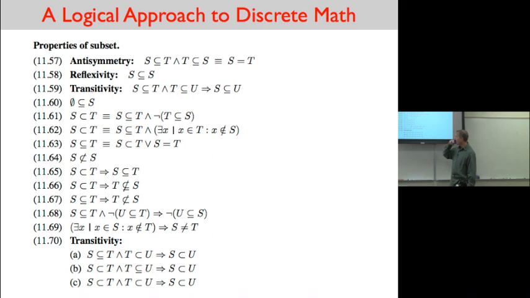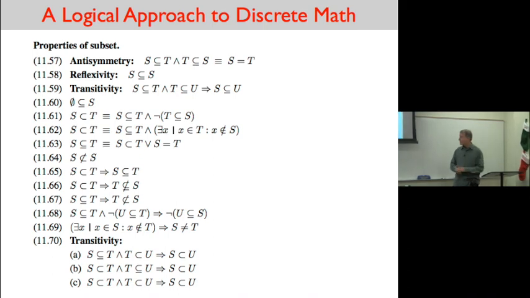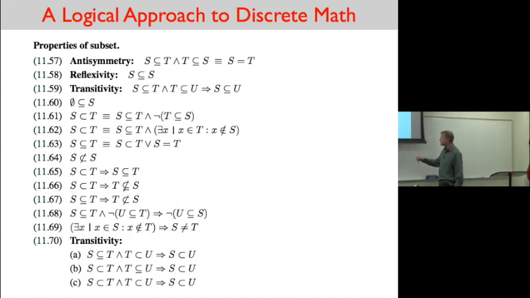Okay, and then we have some transitivity ones. S is a subset of T, and T is a proper subset of U implies S is a proper subset of U, and so on. Okay, so now here's another one that we can prove. Let's do 11.70. Let's prove 11.68. What is 11.68? S is a subset of T implies T is not a proper subset of S.